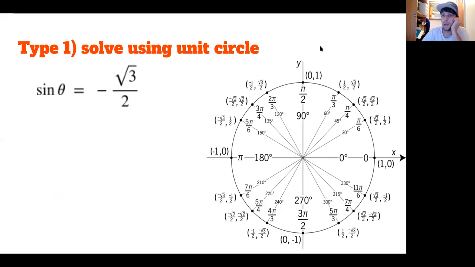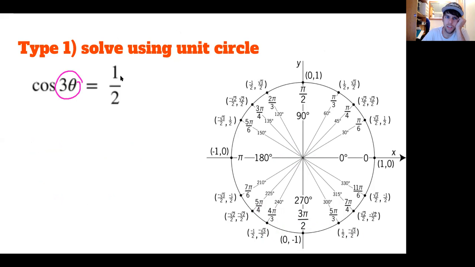Okay, let's go ahead and move forward. Let's see one that's maybe a little less straightforward. All right, here we go. Cosine of 3 theta is equal to 1/2. This one's a little bit funkier because we have something going on inside of our trig function.